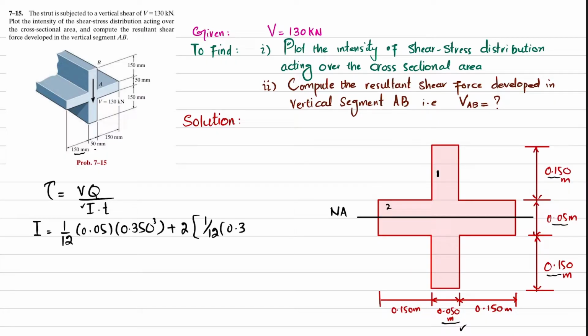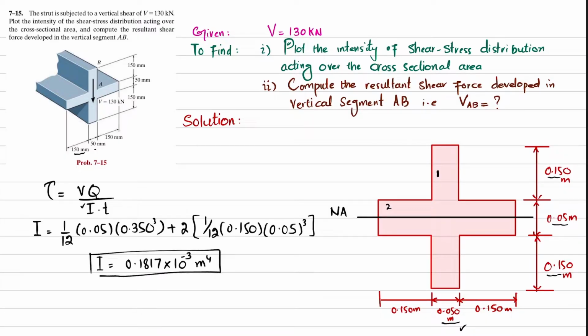So I will write 2 times 1 over 12, 0.05 into 0.150... sorry, 0.05 whole cube. When you solve this, you will get I equal to 0.1817 into 10 raised to the power minus 3 meter power 4. So this is the moment of inertia of this cross section about the neutral axis.